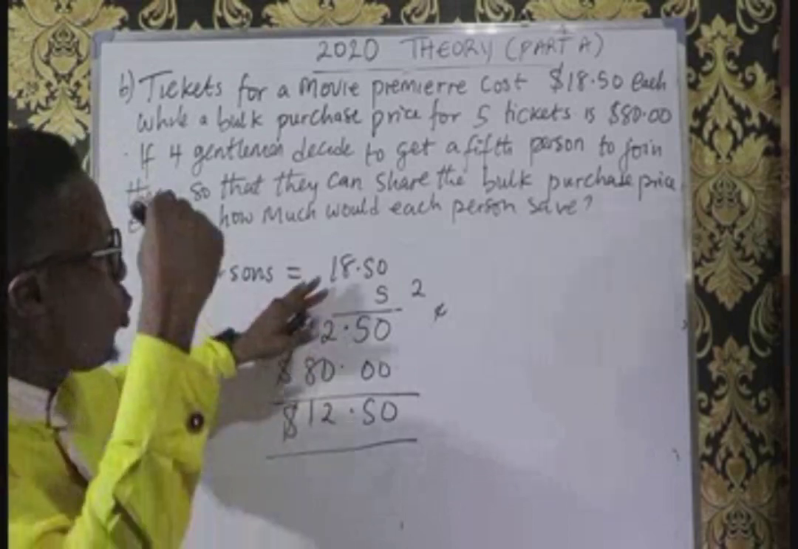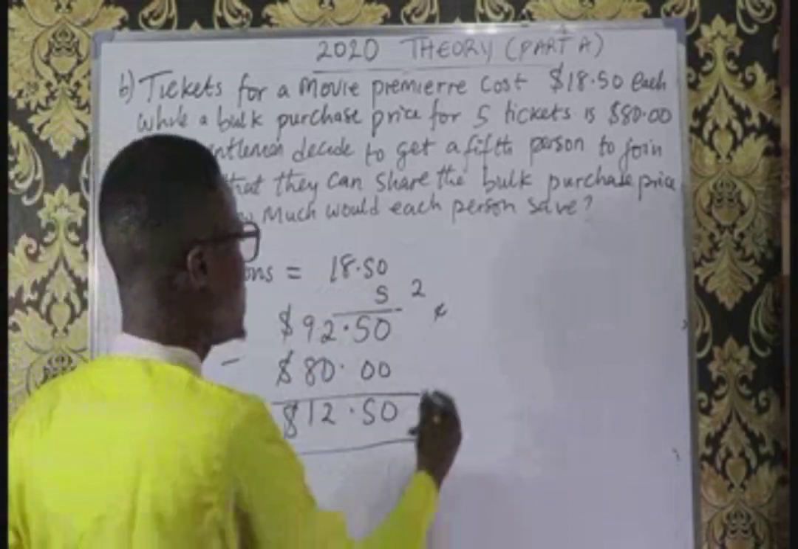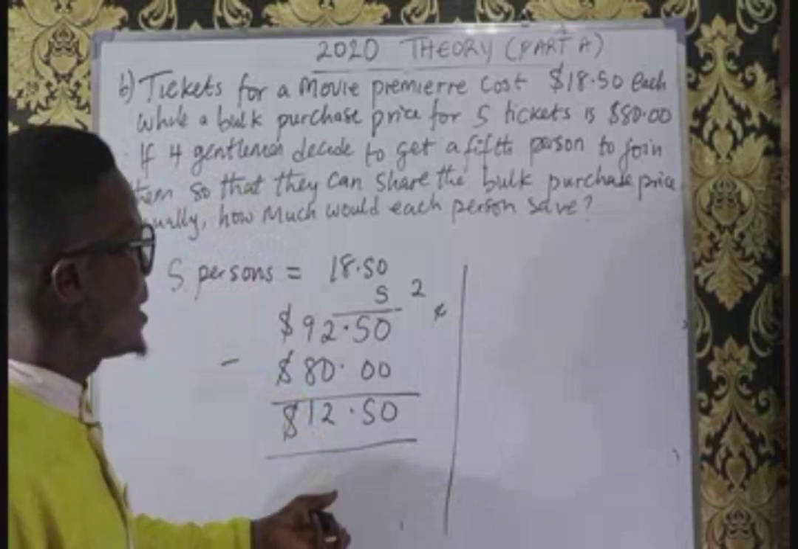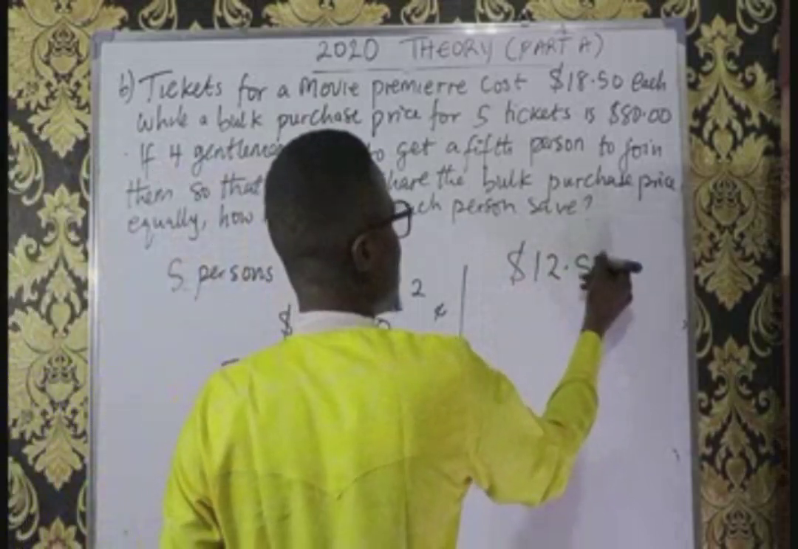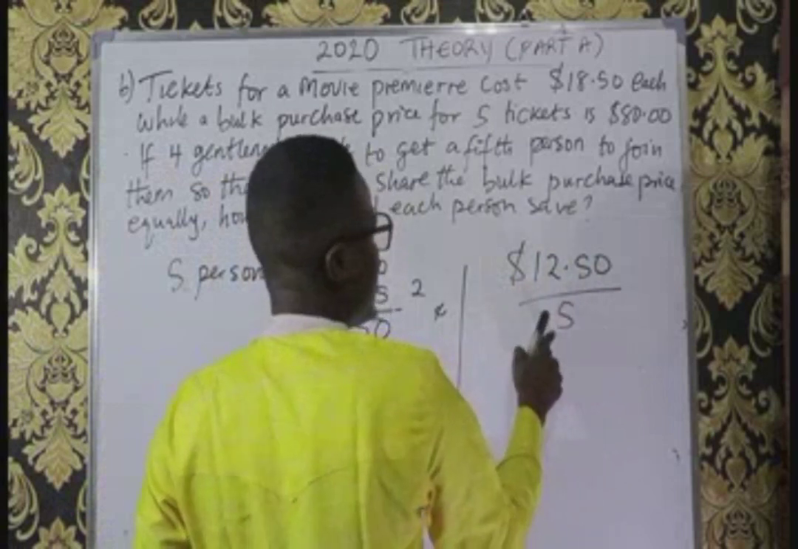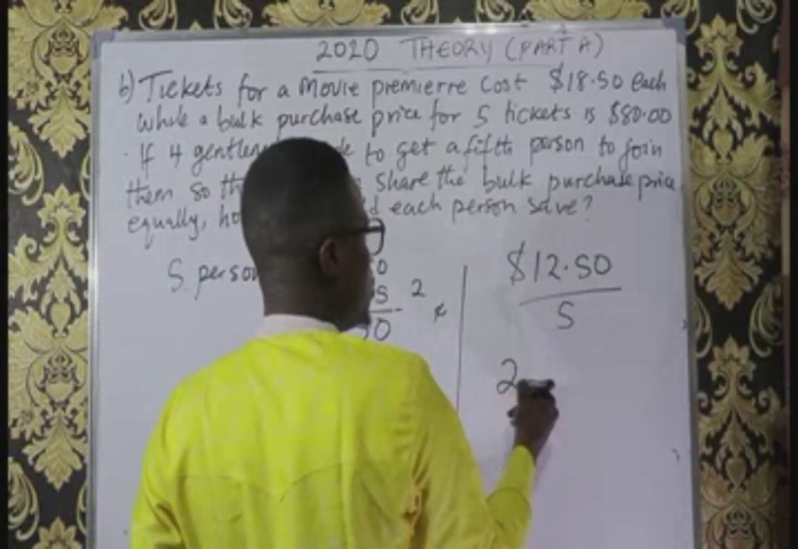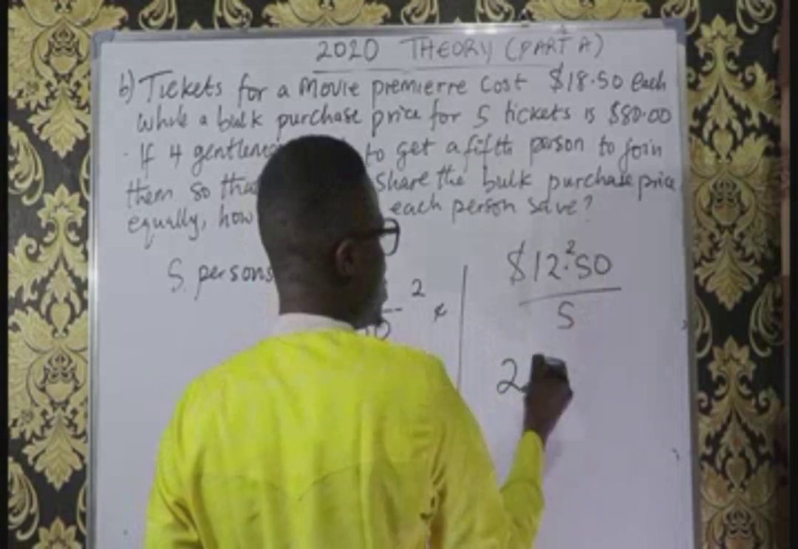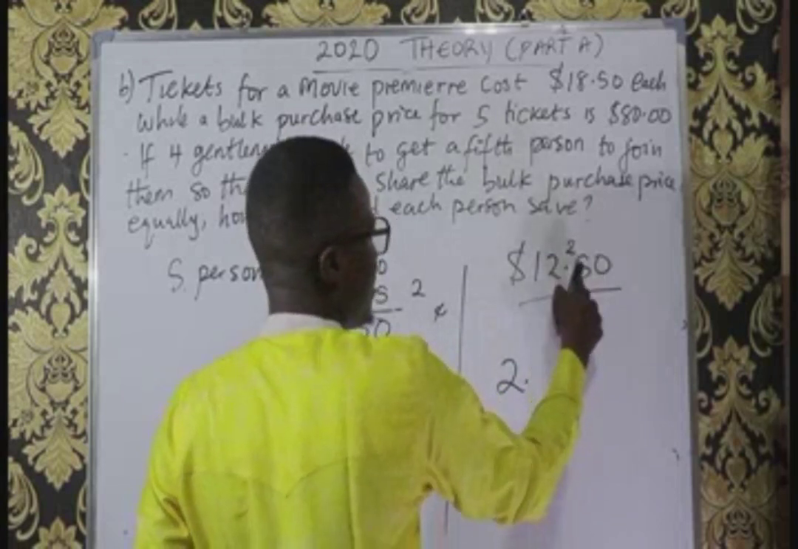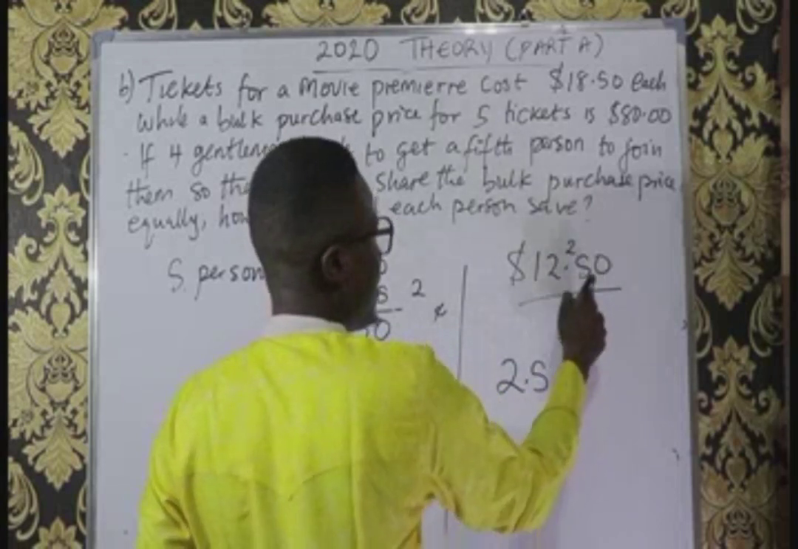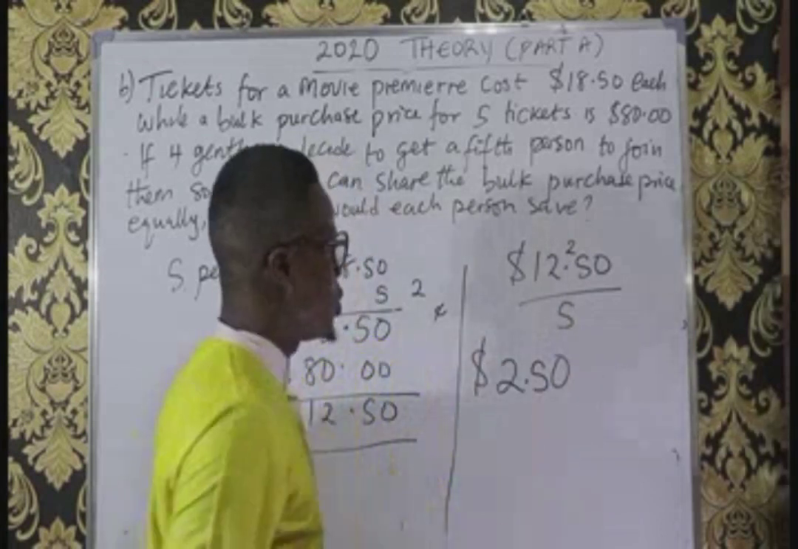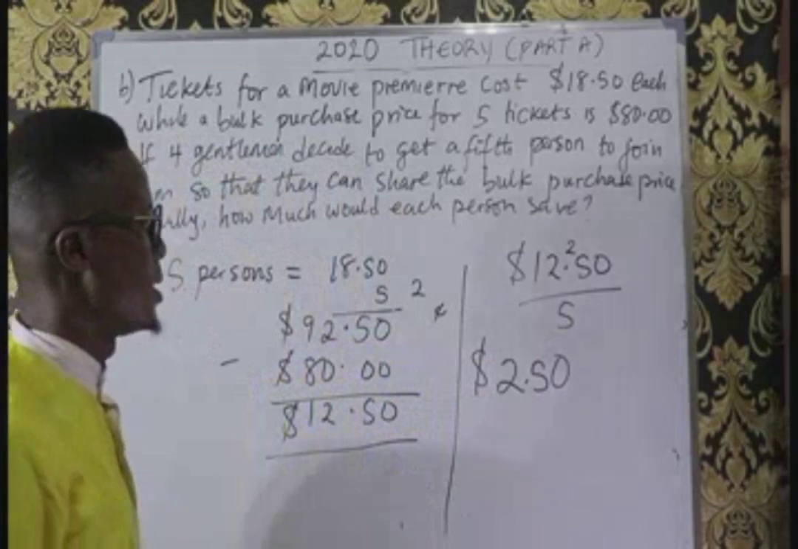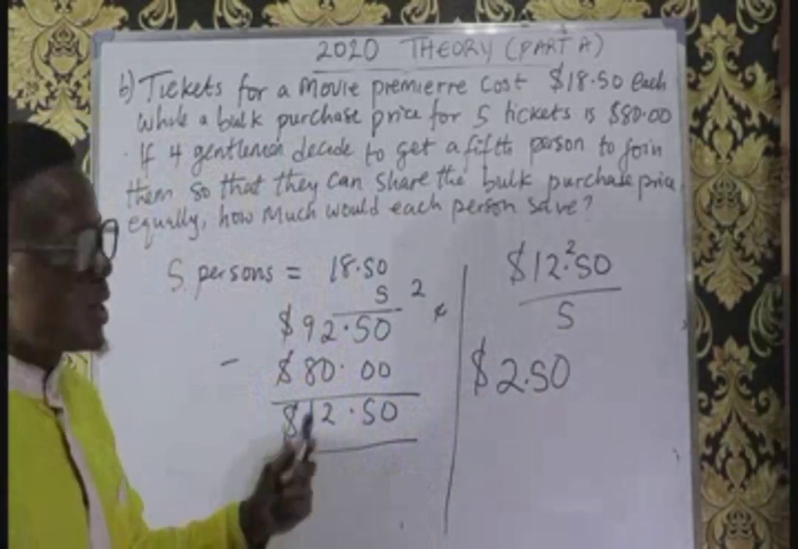But the question said, what will each person save? Each person will now save. How many are they? They are 5. So each person will save this $12.5 divided by 5. 5 divided into 12 is 2, remainder 2. Put the 2 here, it becomes 25. 5 divided into 25 is 5, and 5 divided into 0 is 0. So the answer is $2.5. That is what they will save. So let's take another question.